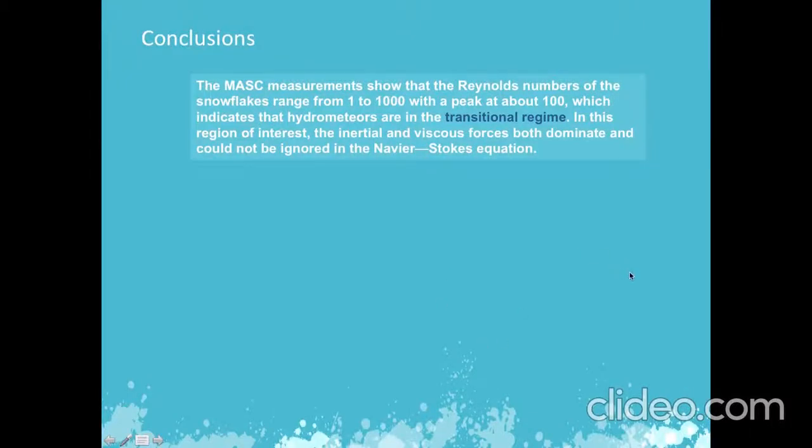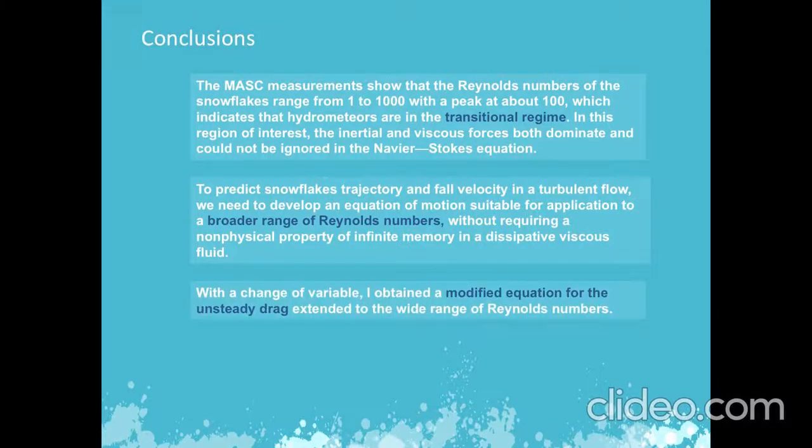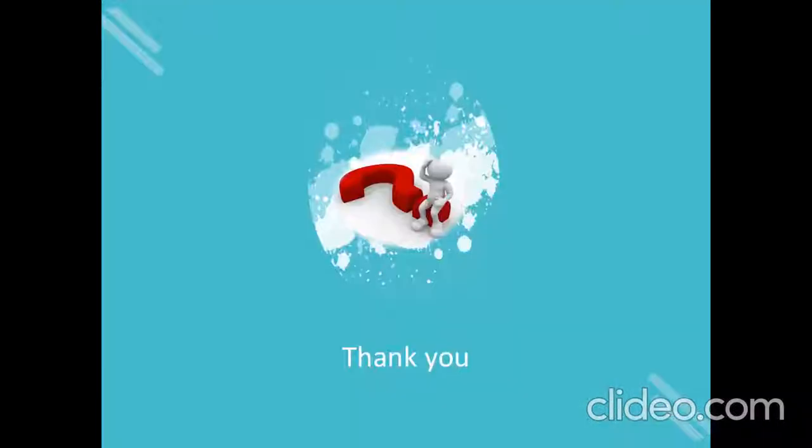With that, here is my conclusion. The data show that snowflakes have a Reynolds number between 1 and 1000. In this range, we need to modify the equation of motion, and by solving the Navier-Stokes equation, I was able to fix it.